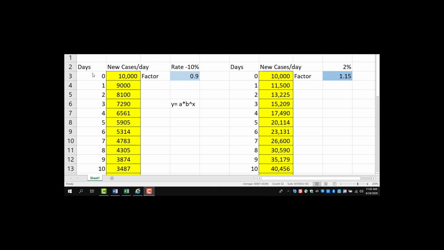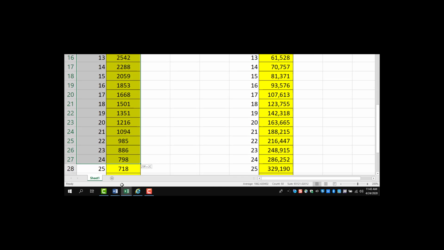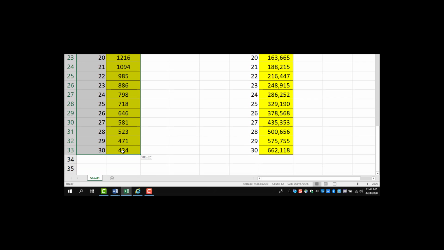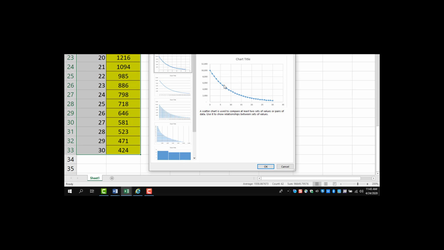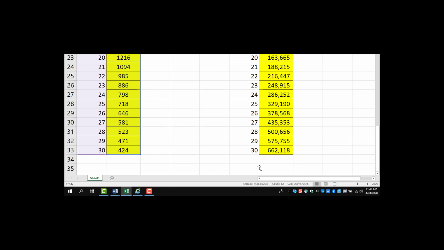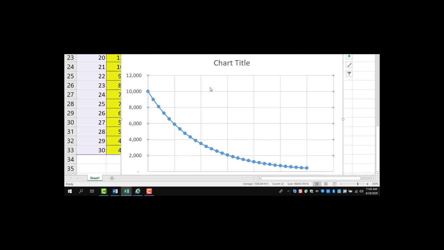And finally, I want to look at exponential decay. Insert a graph. And there's an exponential decay curve. When you have your factor less than 1, you're going to get exponential decay.